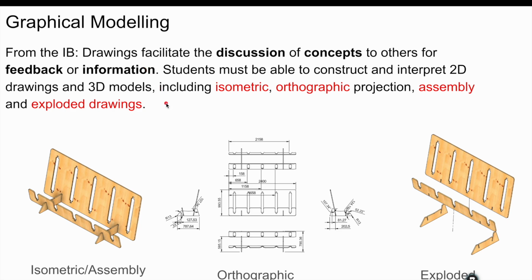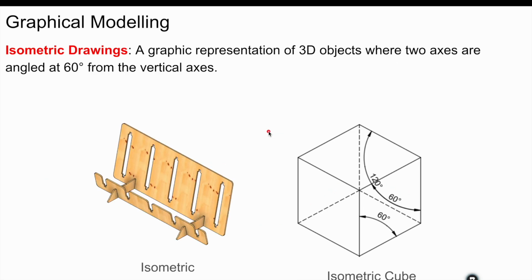So we're allowing people to understand our ideas using modeling and get feedback so that we can then iterate our models. So some of these words that we see here, isometric, this is an isometric drawing. It's also an assembly drawing. This is an orthographic drawing, and this is an exploded drawing. So isometric drawings are graphical representations of 3D objects with two axes that are angled at 60 degrees from the vertical axis. Don't worry too much about what that all means, but essentially they're 3D drawings.